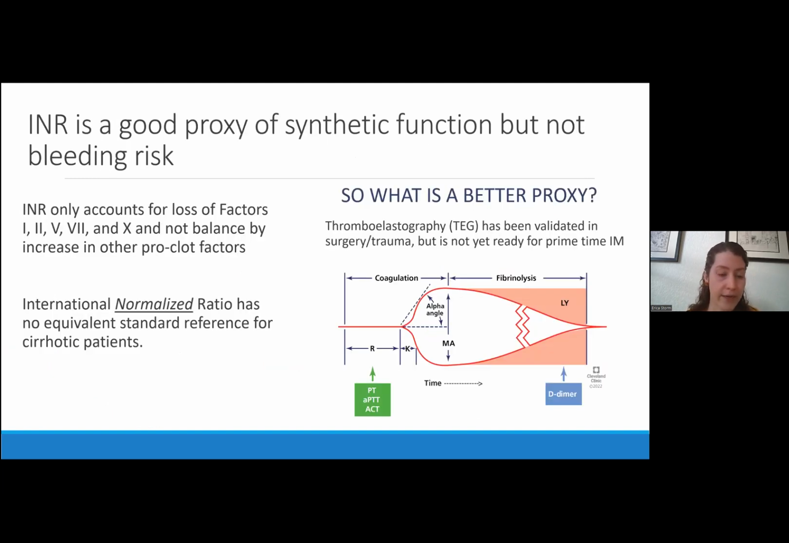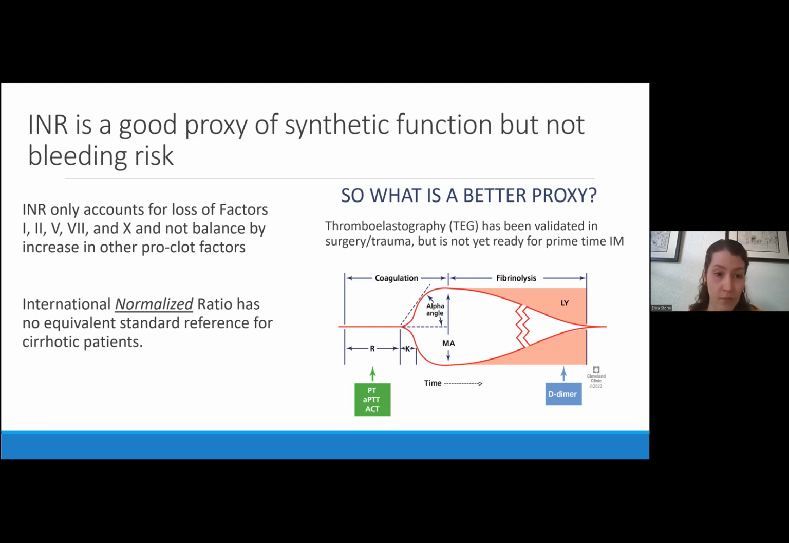The second point that I really want to emphasize briefly is to think about INR not as a good proxy of bleeding risk in cirrhosis. We really only think about it as a synthetic marker. There's no normalized standard reference equivalent for cirrhotics, like the warfarin standard for your normal healthy populations. So INR really doesn't give a good proxy of bleeding risk.